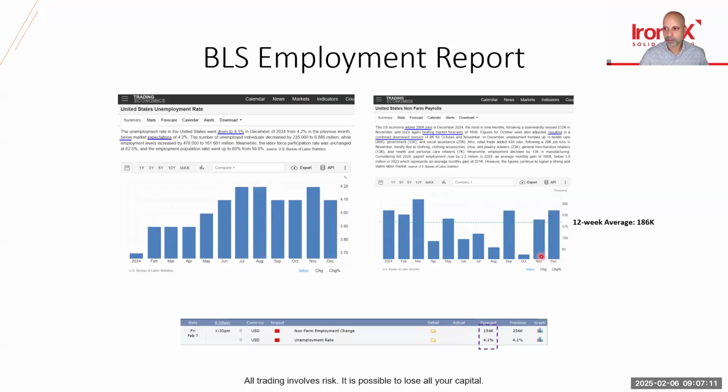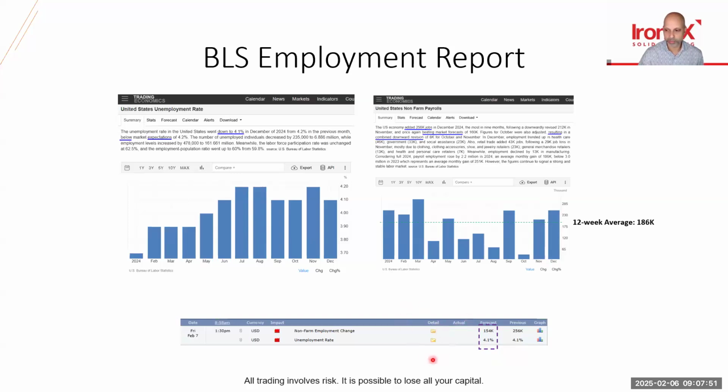Now, at the same time, we can also see non-farm payrolls, which is the chart on the right, rebound quite strongly in November and December. We can see that the data for the last 2 months rebounded strongly and have printed above the 12-week average of 186,000. However, for January, we are looking at about 154,000 jobs expected to be added to the US labor market, which is going to sit below the 12-week average. So a relatively lower figure as compared to November and December.